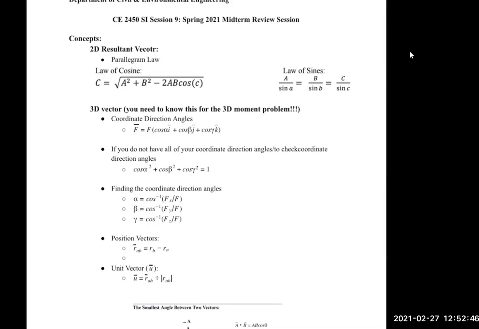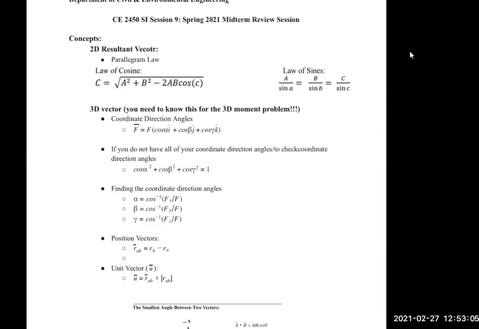Okay, and if you do not have all of your coordinate direction angles, let's say you're given alpha and beta and you don't know what gamma is, then you can simply use cosine squared alpha plus cosine squared beta plus cosine squared gamma equals 1.